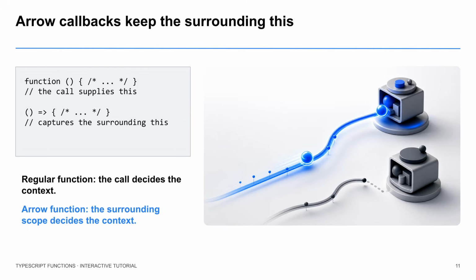This keyword belongs to JavaScript's call behavior. A regular function receives its context from how it is called, so a callback that runs later can lose the class instance. An arrow function creates no new this value. It carries the surrounding context along with it. Use an arrow callback when later code still needs the current instance.